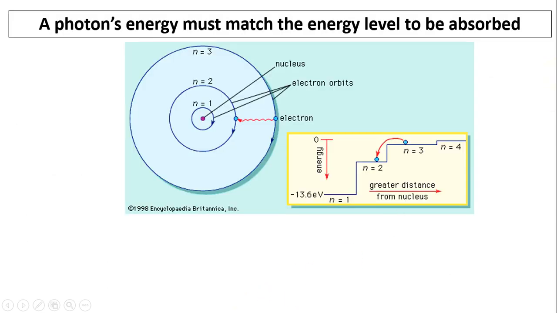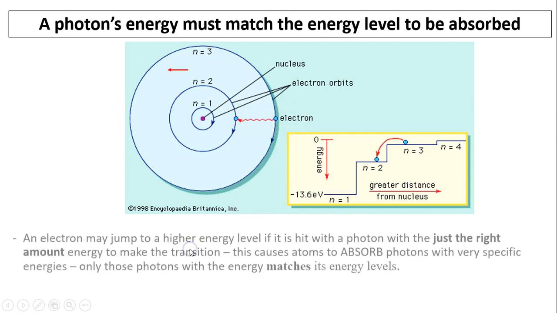A photon's energy must match the energy level to be absorbed. Suppose the electron is at n equals 1 inside an atom. In order to go to 2, a photon must hit it with the energy equal to the difference between levels 1 and 2. Similarly, from 2 to 3, the photon can be absorbed only if it matches the exact energy.